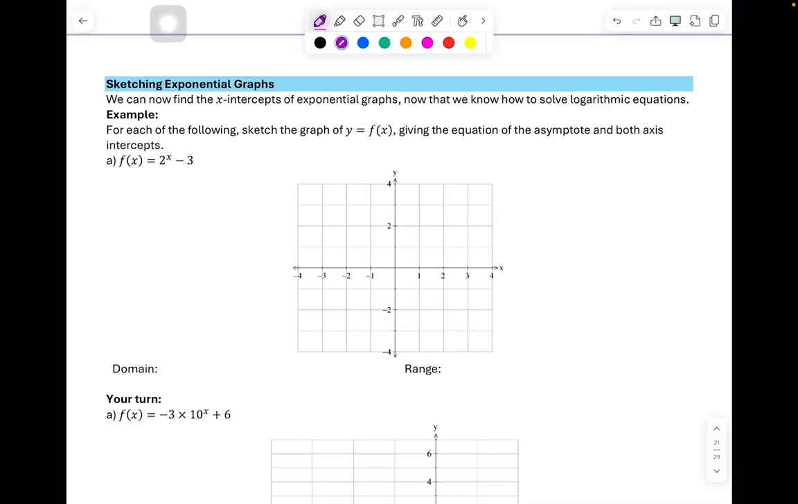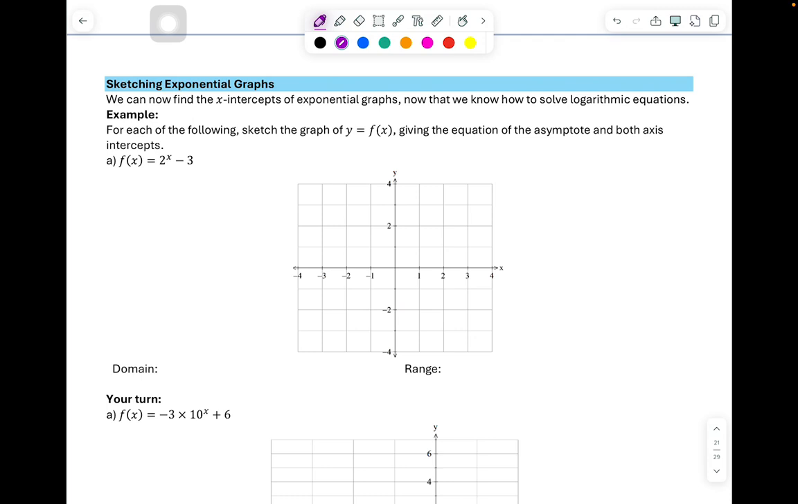In this video, I will demonstrate how to sketch exponential graphs. Now, we will be able to find the x-intercepts by solving for the x-intercept using logarithms.